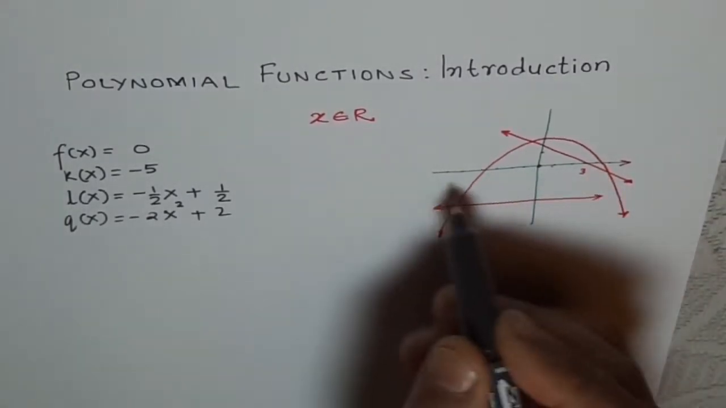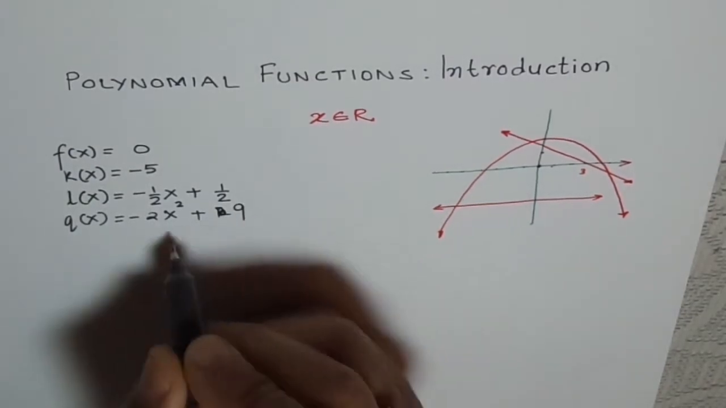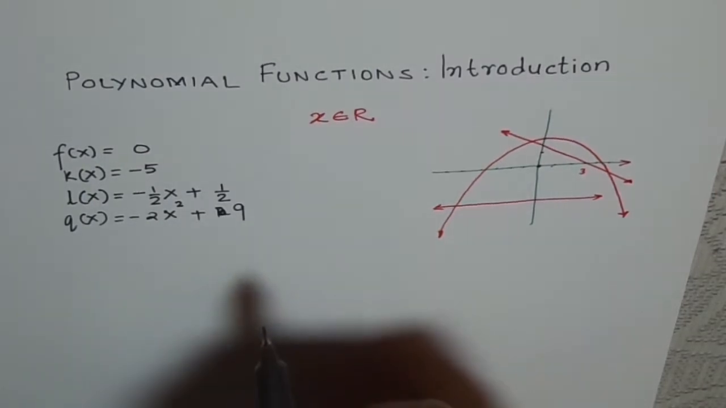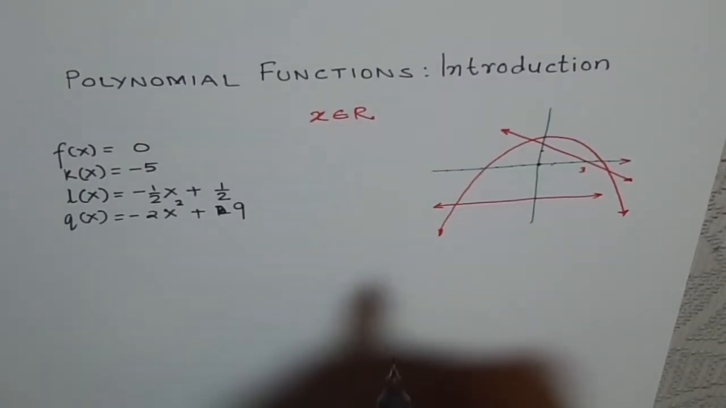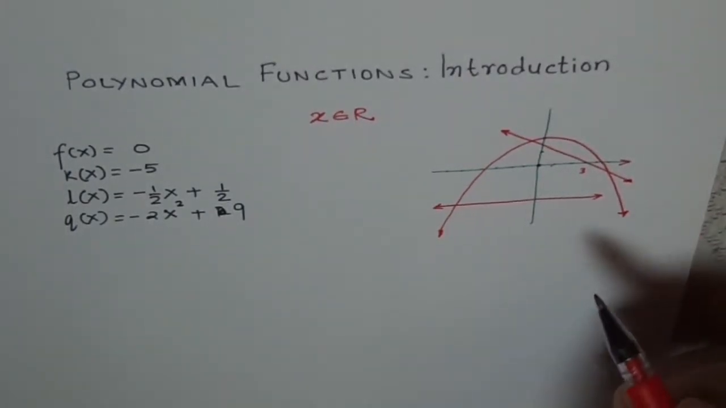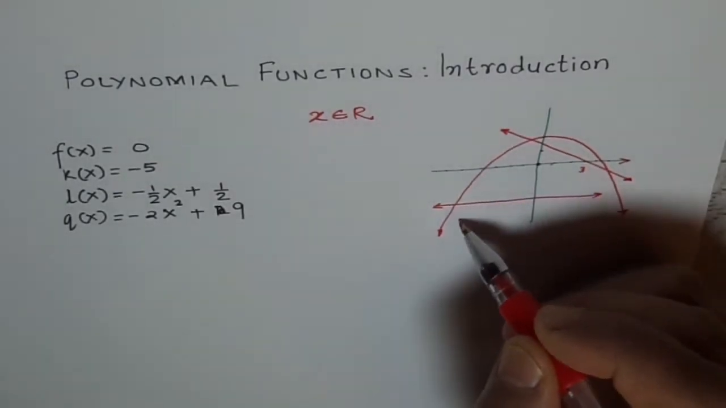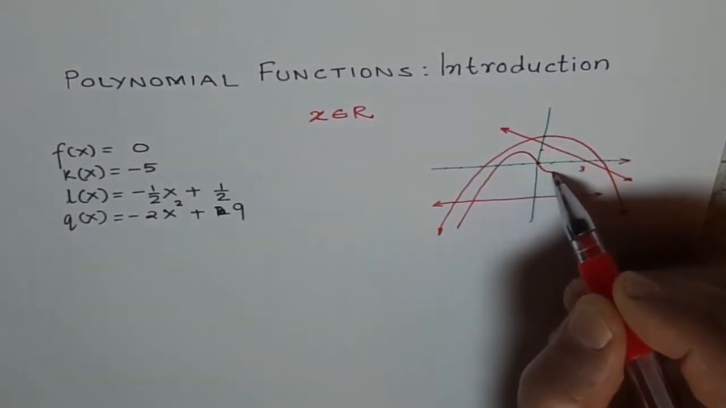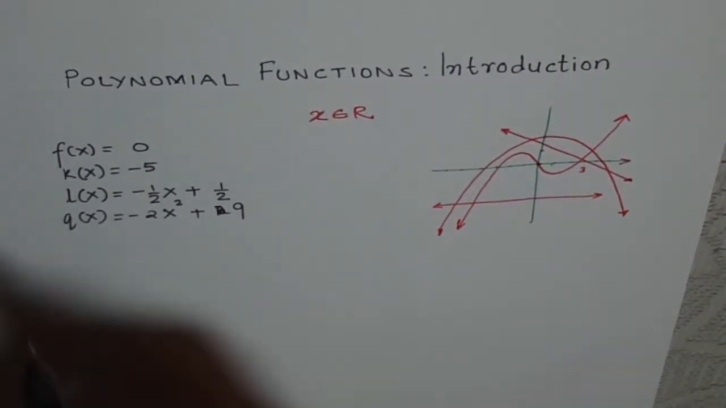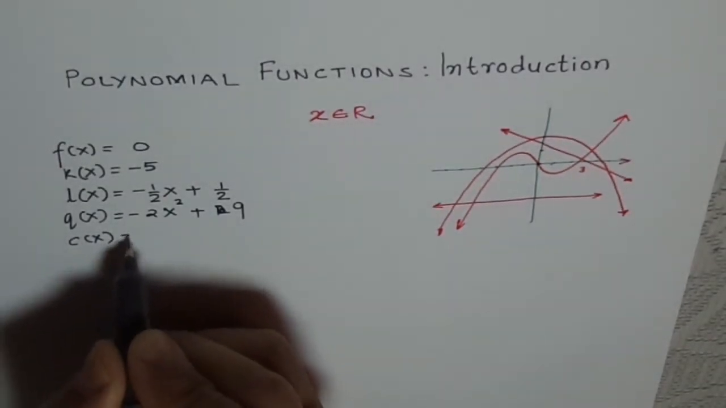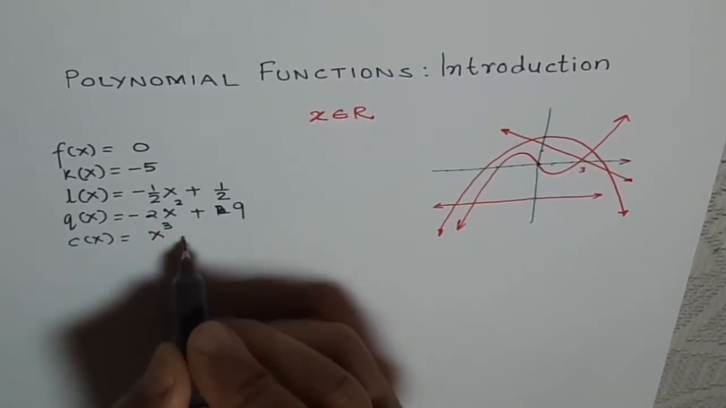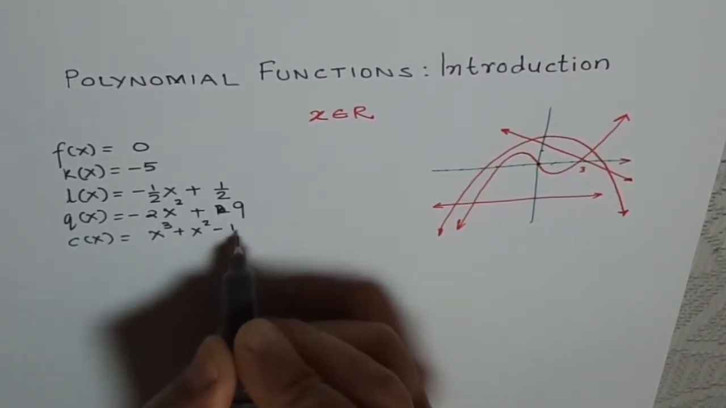If you want it to be close, then the constant should be about 9. Then it will be very close to our graph. Let's write minus 2x squared plus 9 as our quadratic function representing this parabola. Now let me draw a cubic function. Cubic functions look like this. Let's name it C, C(x), and let's say the equation of this function is x cubed plus x squared minus 12x.